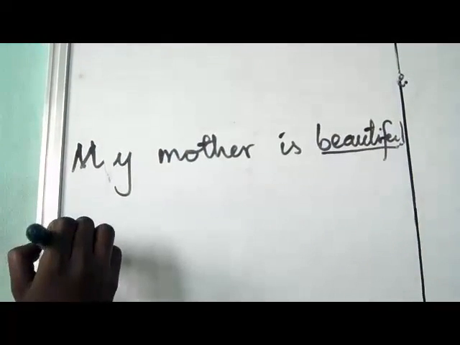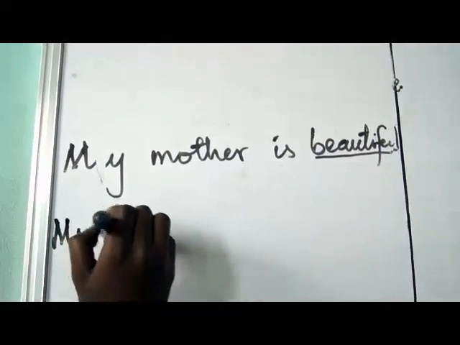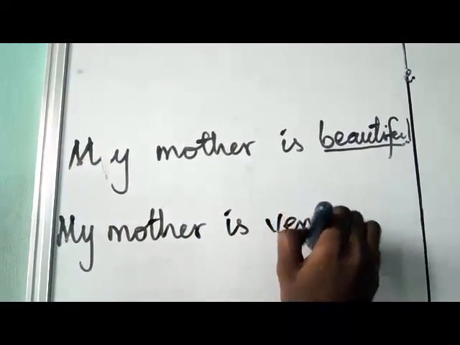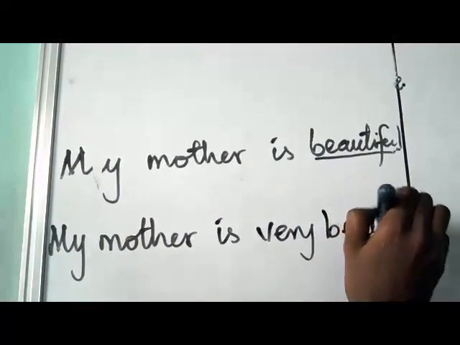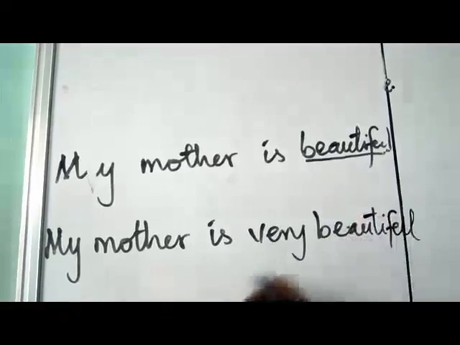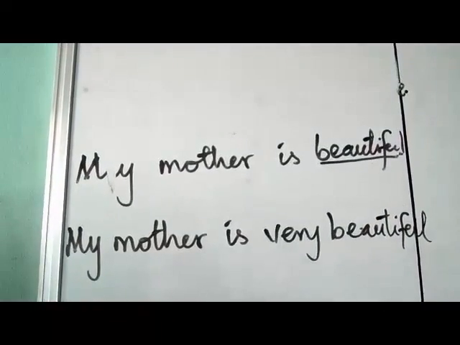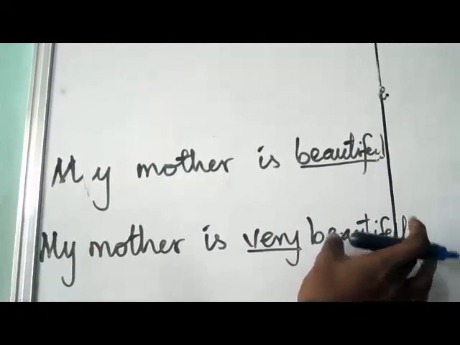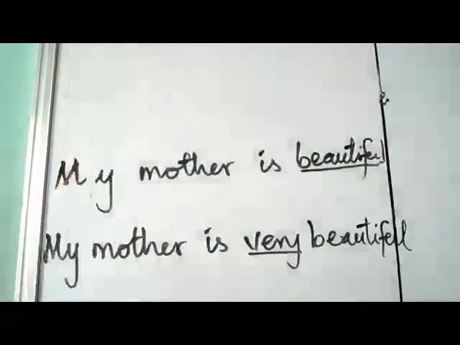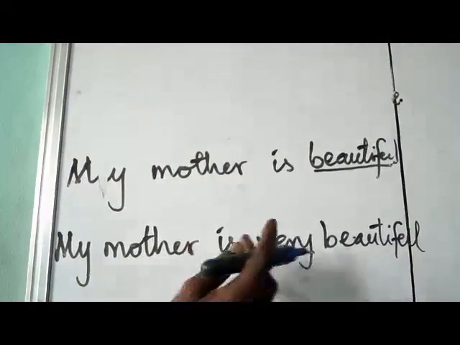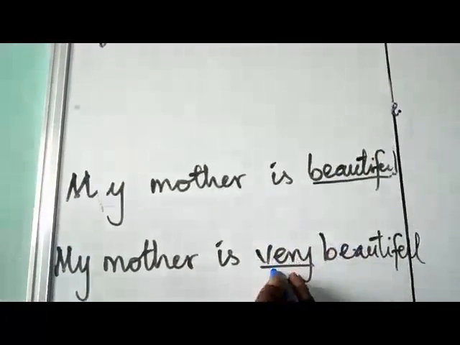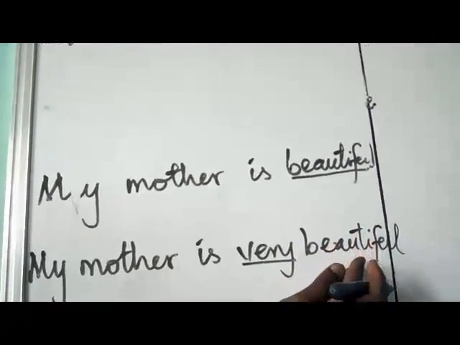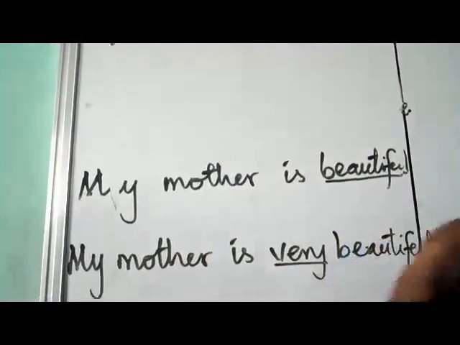But if I should say, my mother is very beautiful. There is an adverb here, which is what? Your very. Your very is modifying the adjective here, which is what? Beautiful. So when you come across this, you know that this sentence has an adverb, and the adverb here is very, which is telling us more about what? Beautiful. How beautiful is your mother? She is very beautiful.